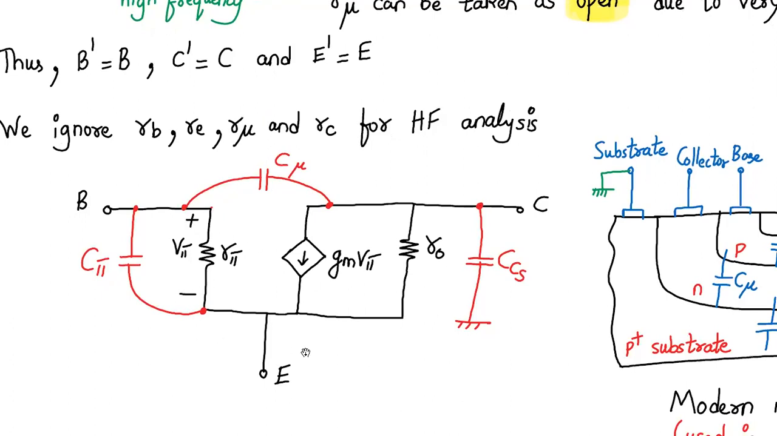The part marked in black is my hybrid pi model, which we have already seen. The addition here, marked in red, is R pi connected between the base and emitter, R mu connected between the base and collector, and CCS, which is connected between the collector and the substrate.